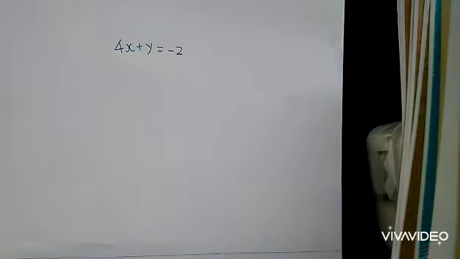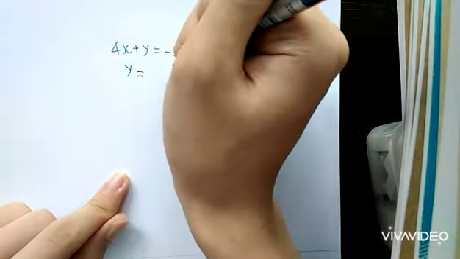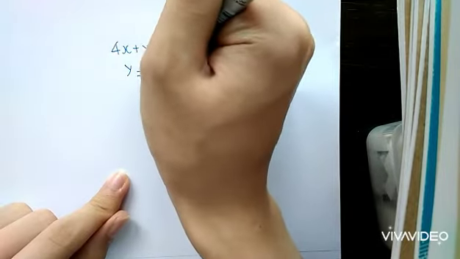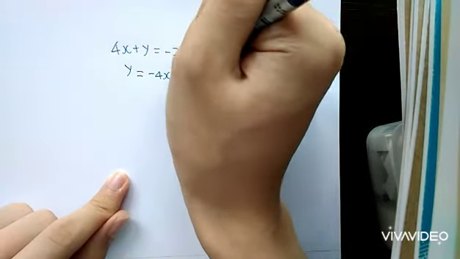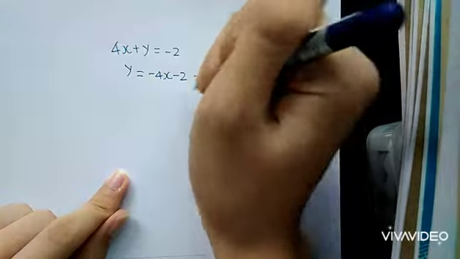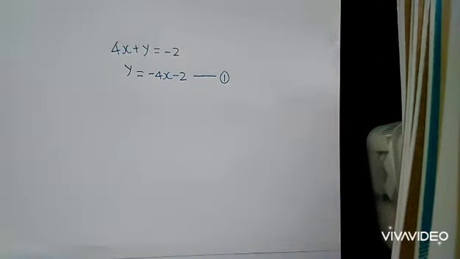Now, we're going to make y the subject, so we'll bring 4x over. So y will be equals to negative 4x minus 2. And there you go, our first equation. If you're able to figure this out, then well done, we can proceed on. It's not as complicated as you think.